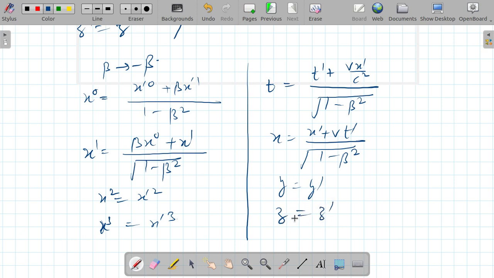So this is all about the Lorentz transformation and inverse Lorentz transformation. We have used the concept of orthogonality, and we started with Einstein's equations of the special theory of relativity, and we have derived it.